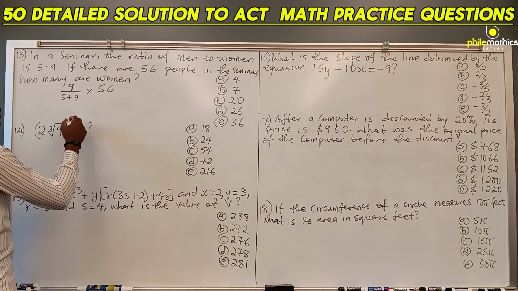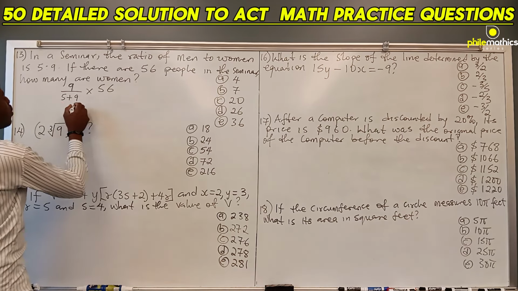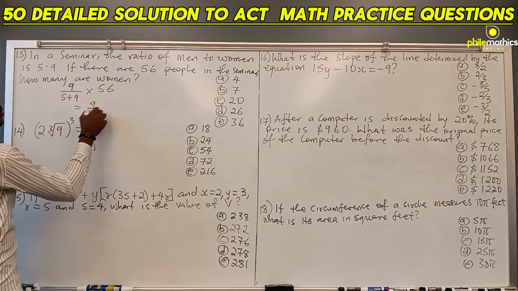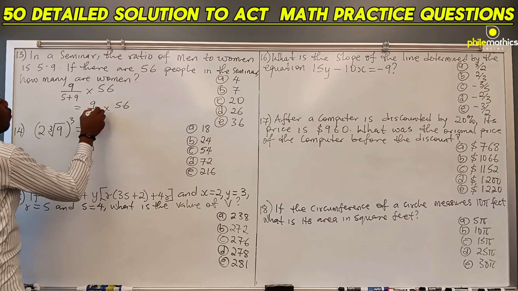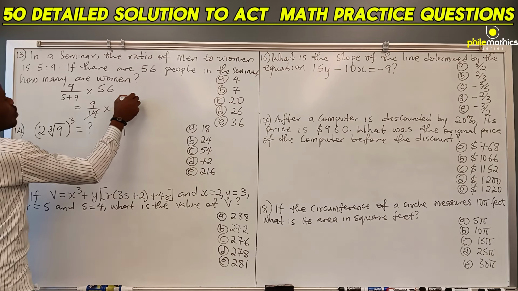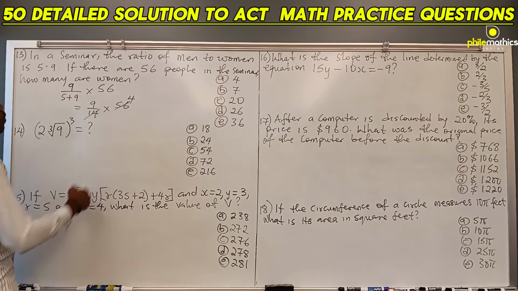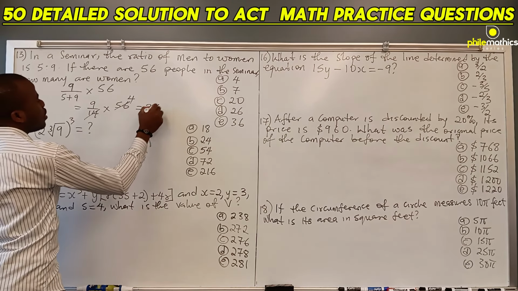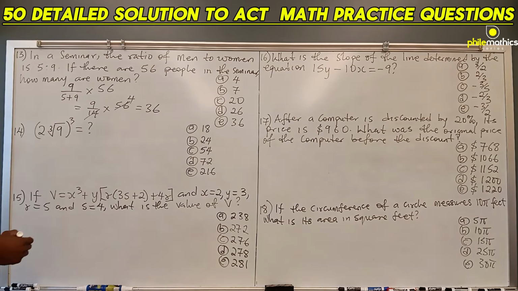And 5 plus 9 is 14. So, this is 9 over 14 times 56. 14 can go into 56 4 times. And 9 times 4 is 36. So, there are 36 women in the seminar.